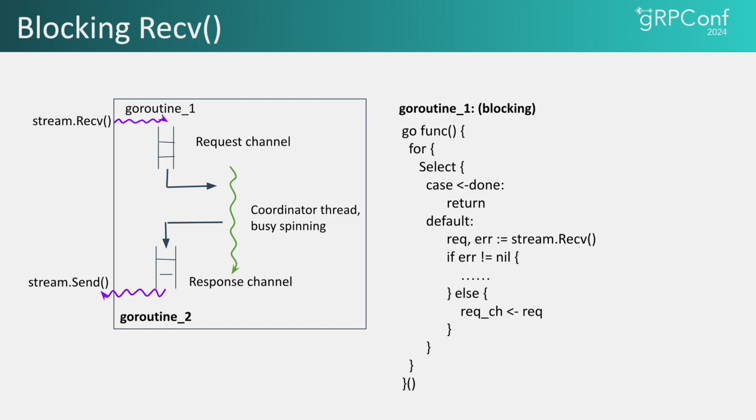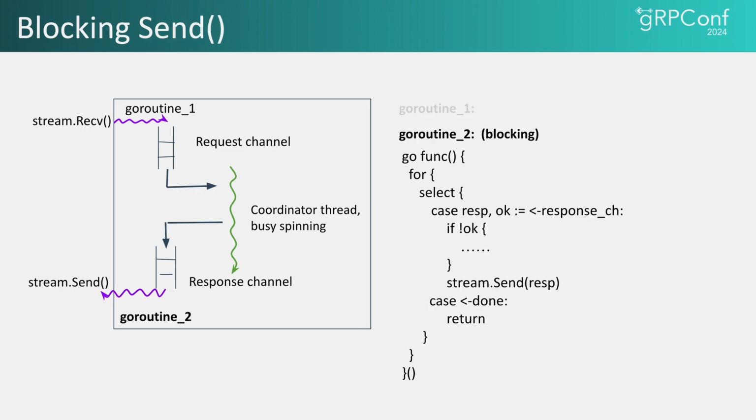As one of the blocking Go routines, Go routine number 1 executes in this infinite loop. It exits gracefully when a termination signal is received. Otherwise, it continuously listens for incoming requests using the stream.receive function. The function blocks until a request is available, and after a request is received, it's placed in this channel, and after that, the Go routine immediately returns to listen for the next request.